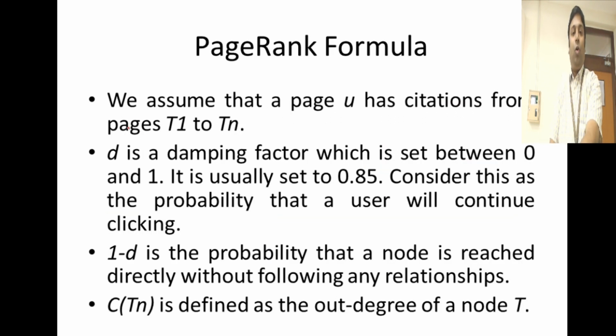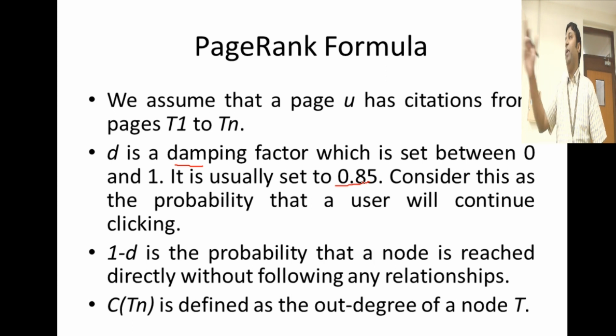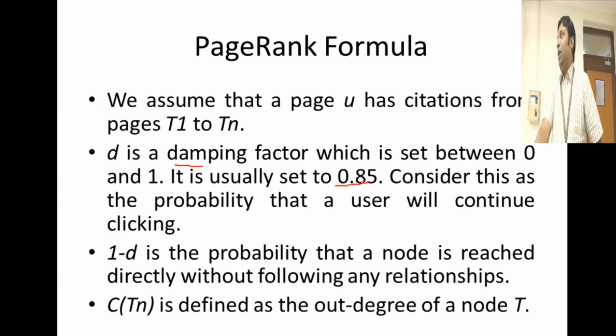So you all understood what T1 and Tn are, right? T1 to Tn are the pages pointing to our current page for which we are computing the score. What is this damping factor? D is normally set as 0.85 in our calculation. It is also called the probability that a user will continue clicking from one page to another page. So in our calculations, we will set the damping factor to 0.85 by default.